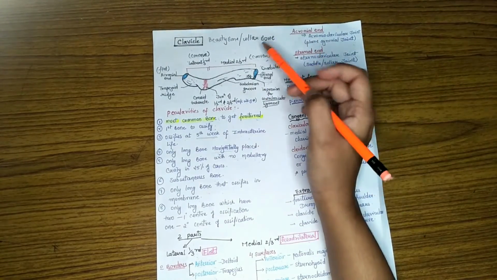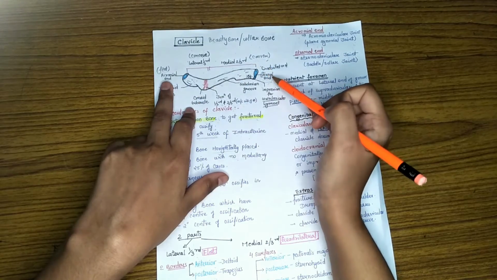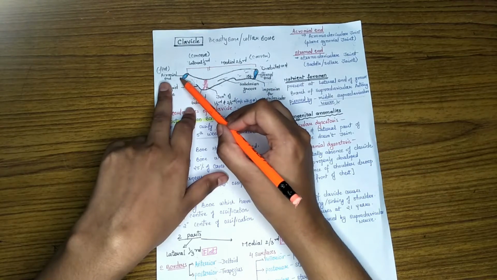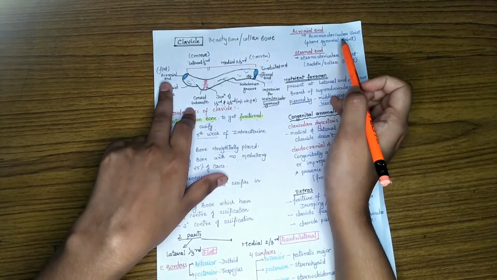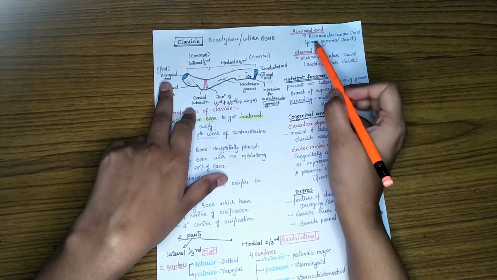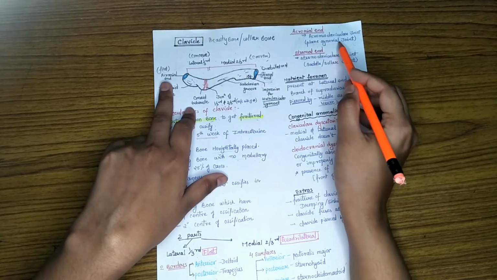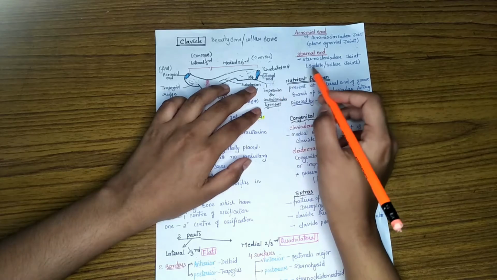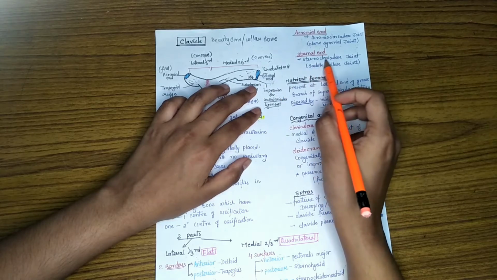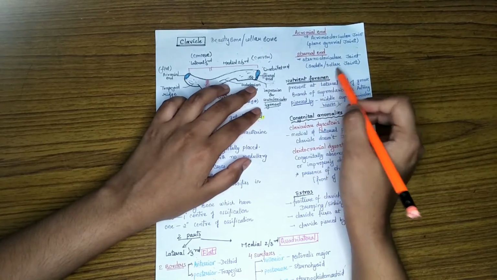Now we'll talk about the ends. As we already discussed, there will be the acromial end and the sternal end. The acromial end articulates with the acromion process of the scapula, and it forms the acromioclavicular joint, which is a type of plane synovial joint. The sternal end articulates with the clavicular notch of the manubrium sterni, and it forms the sternoclavicular joint, which is a type of saddle or sellar joint.